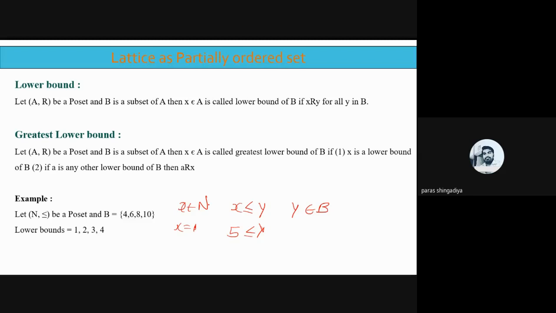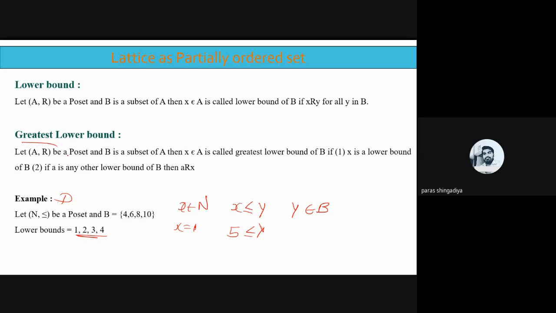If I consider divides in place of less than or equal to, then this answer will be changed. It is not 1, 2, 3, 4 again. As per the relation, we can find the lower bound. And now the next part is the greatest lower bound.